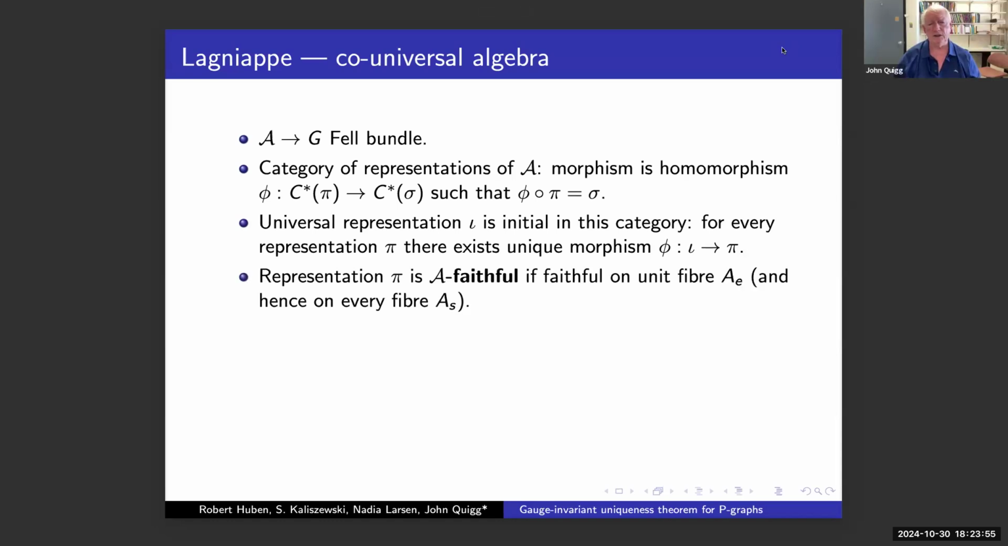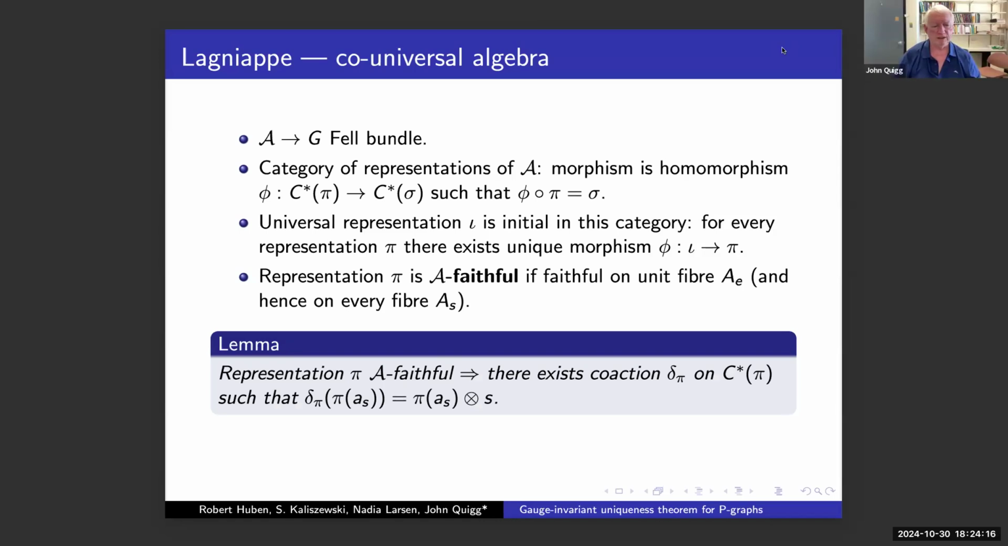We say a representation is A-faithful, where A is this Fell bundle, if it's faithful on the unit fiber, A sub E, over the identity element of the group. And that makes it, because of the way Fell bundles work, faithful on every fiber, A sub t.